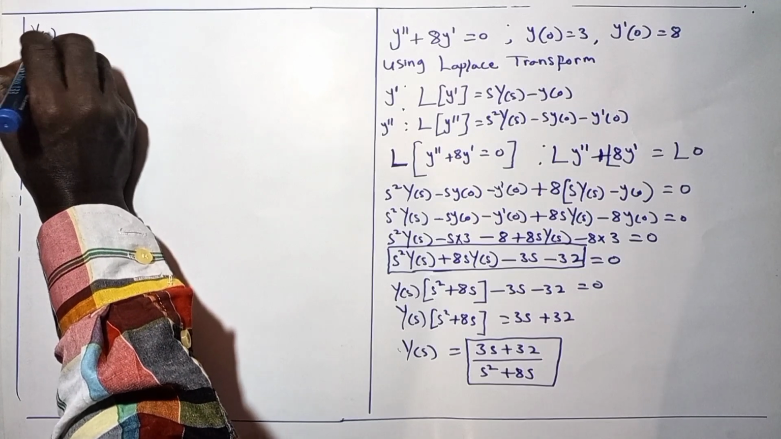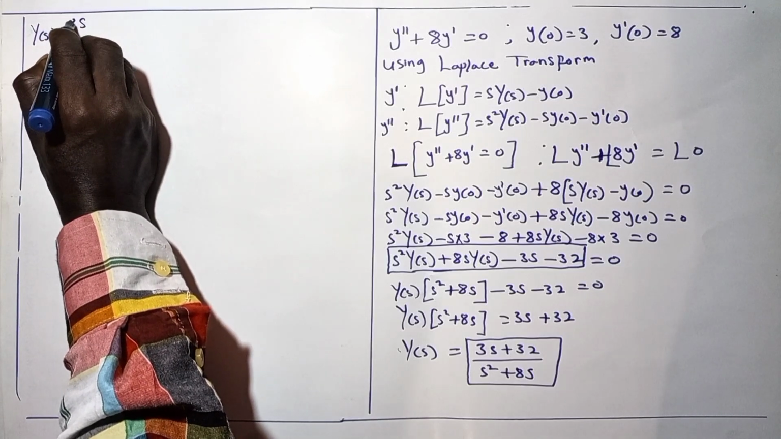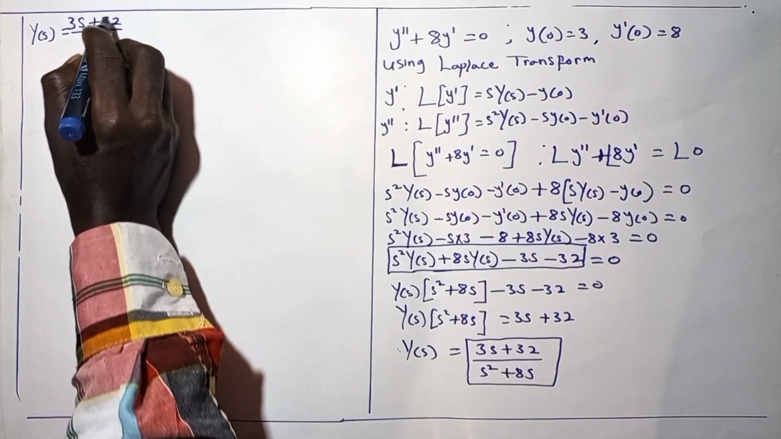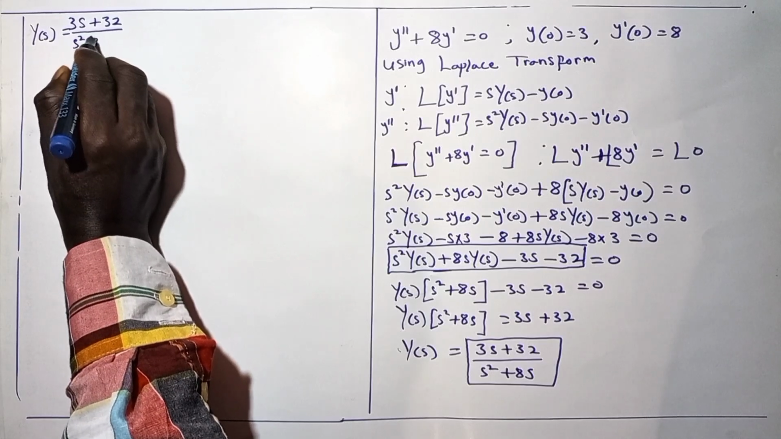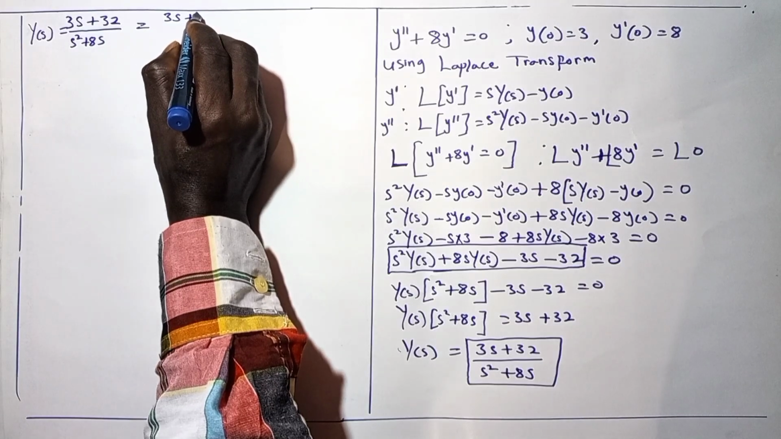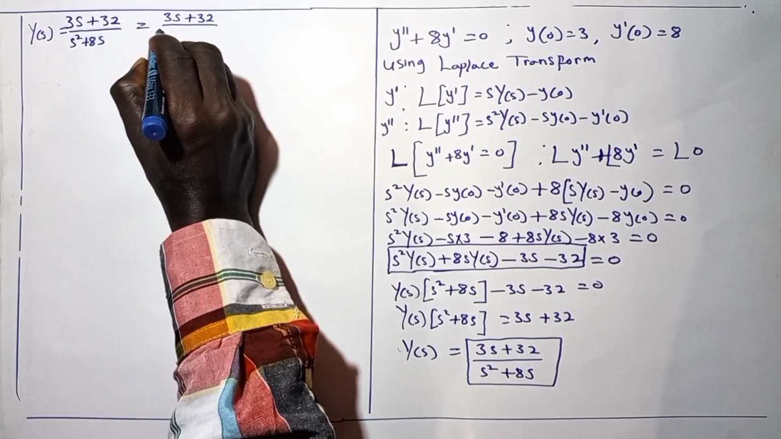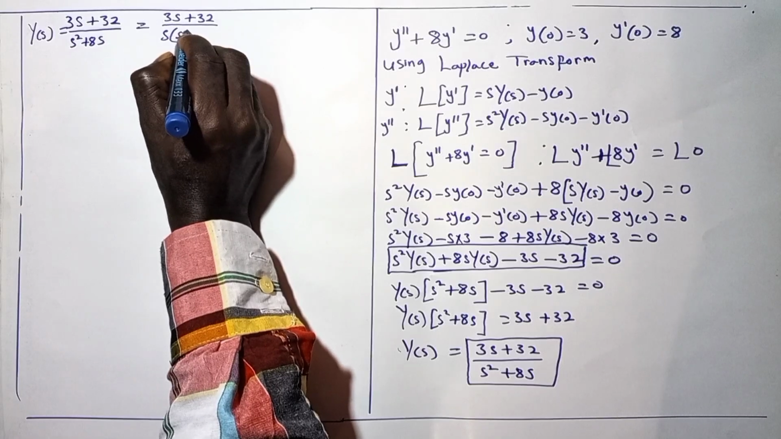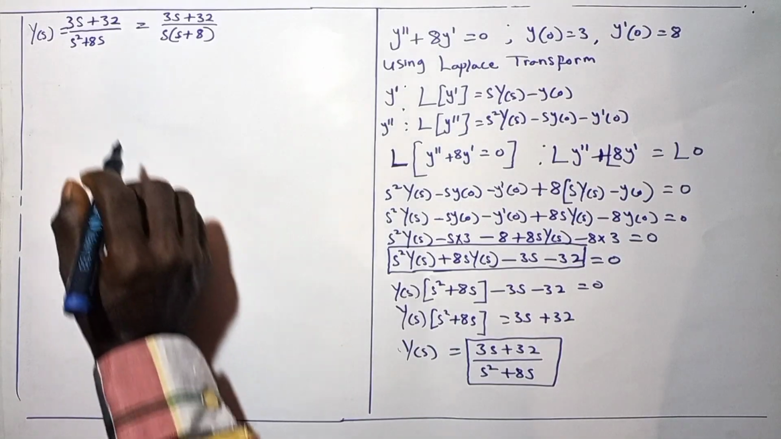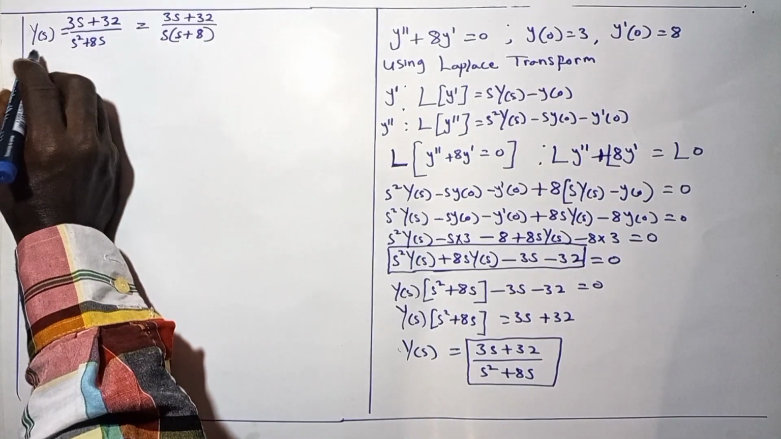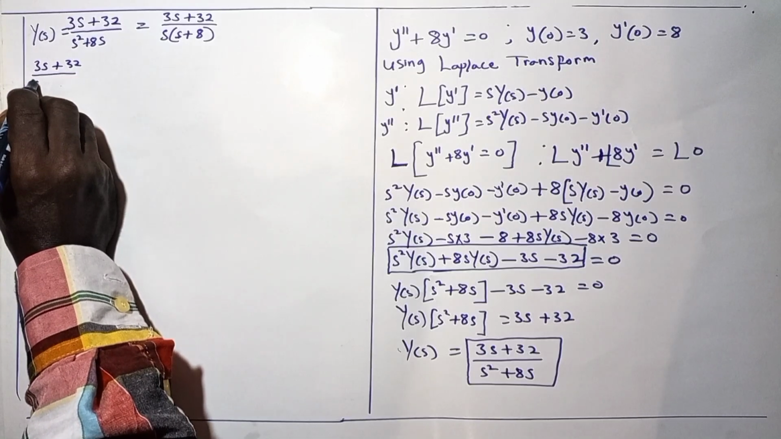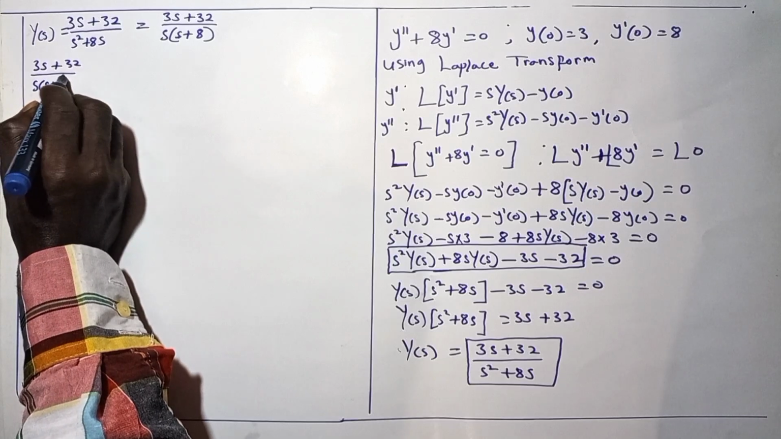Y of s equals 3s plus 32 all over s squared plus 8s. Which I can say this is 3s. Don't forget it's s, not 35. S is common here. Can say s plus 8. Now let's take this as partial fraction and then deal with this first. 32 over s plus 8.